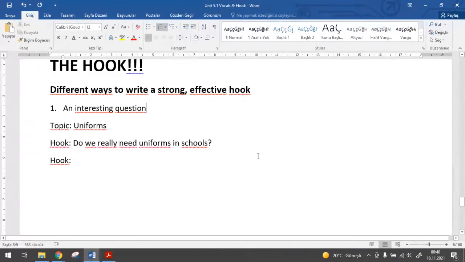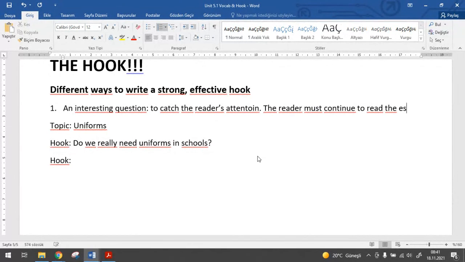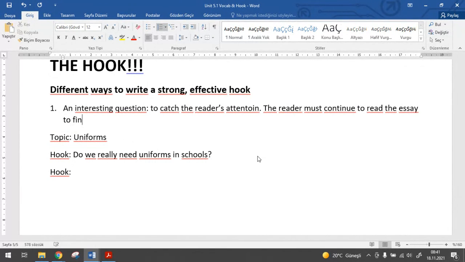Let me just say a few things about it. An interesting question to catch the reader's attention. The reader must continue to read the essay to find an answer to the question.